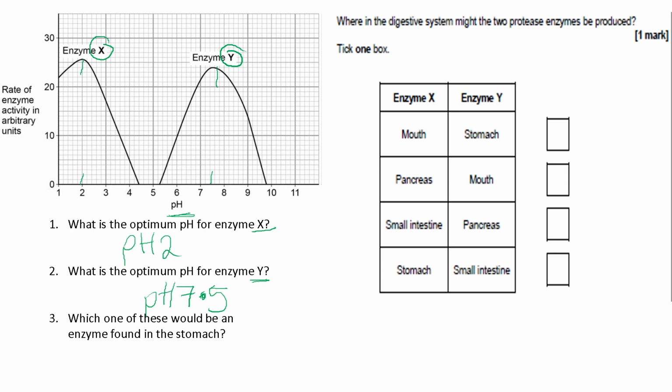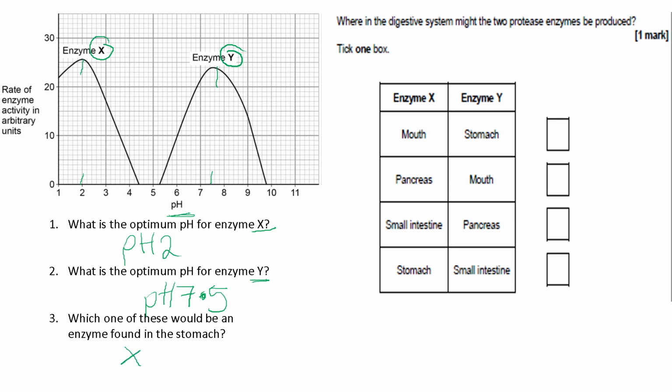Now, which one of these enzymes would be found in the stomach? Now, the stomach has a very, very low pH, and it's usually around about pH 2. So when we looked at our enzymes, the one that's working at pH 2 would be this one here, which would be our enzyme X.